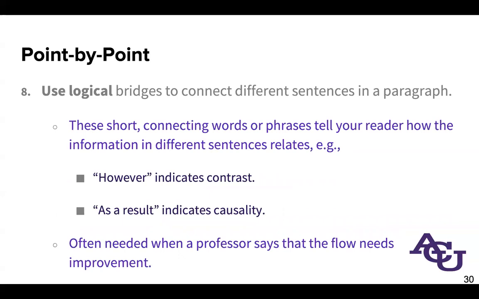You also want to use logical bridges to connect different sentences in a paragraph. Now, what's a logical bridge? I'm glad you asked. A logical bridge is a set of short connecting words or phrases that tell your reader how the information in different sentences relates to each other. For example, if you use "however," you're indicating that what comes after contrasts with something that's been stated before. If you're using a logical bridge like "as a result," you're indicating causality, that one thing has led to another thing happening.